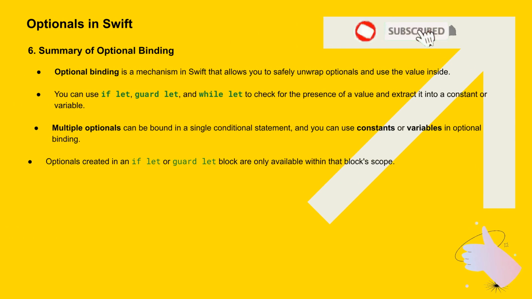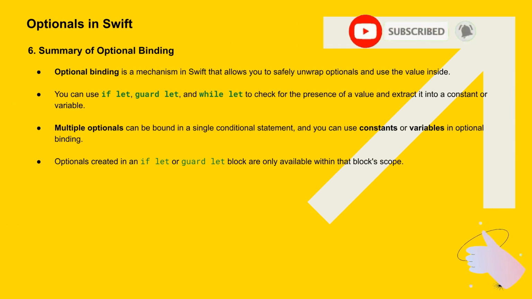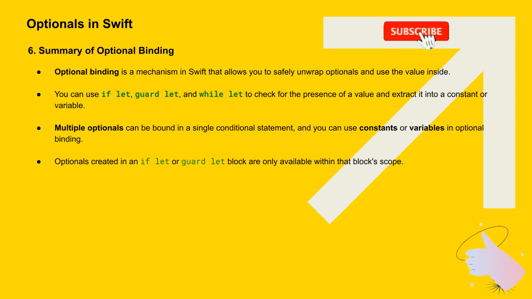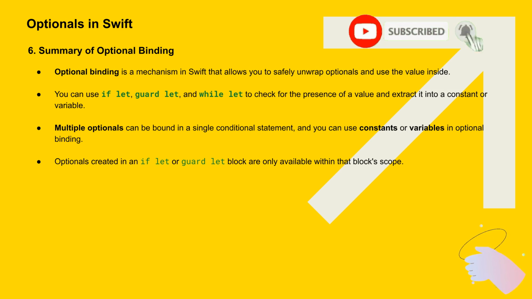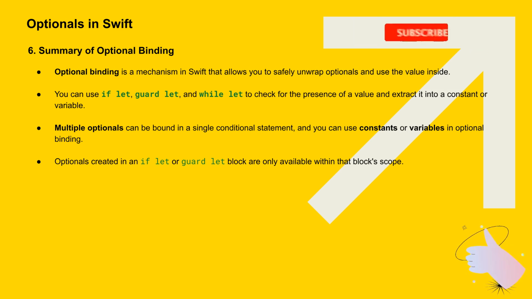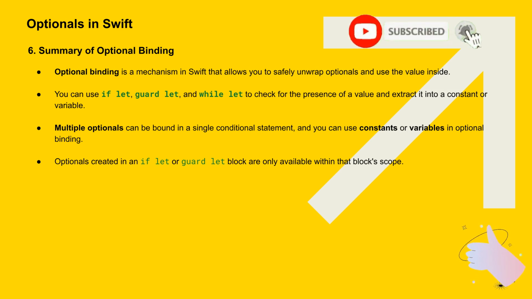Optional binding is the safe way to unwrap optionals using if-let, guard-let, or while-let. This mechanism checks for the presence of a value and safely extracts it into a constant or variable, which is only available within that block's scope.